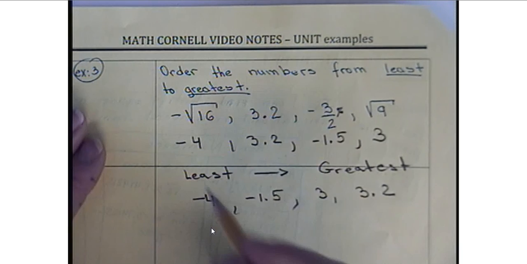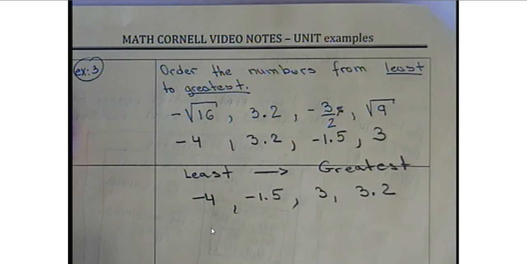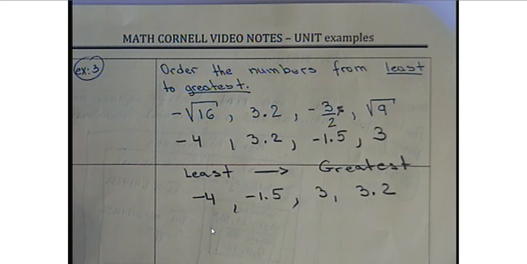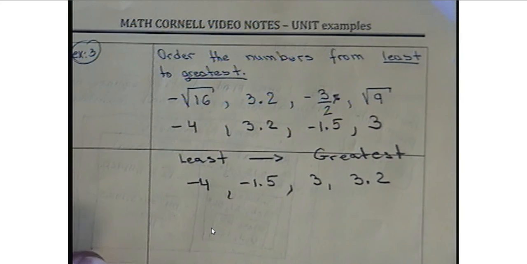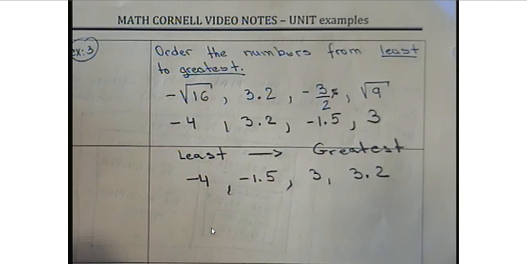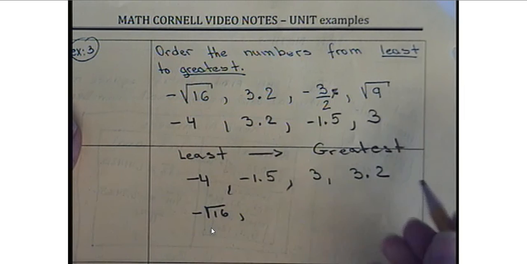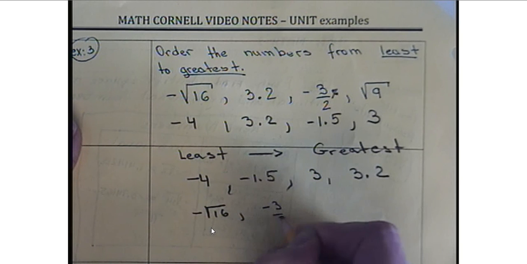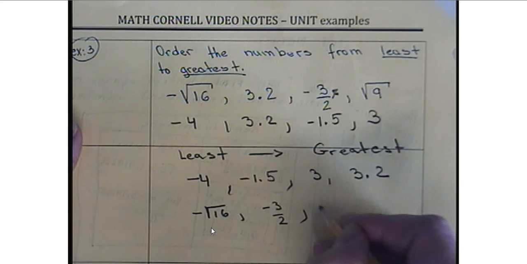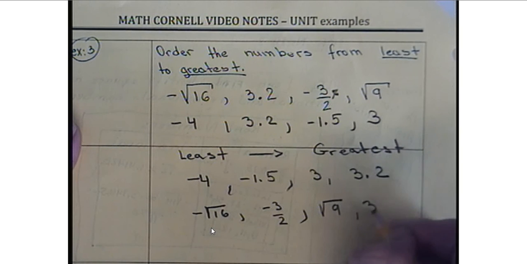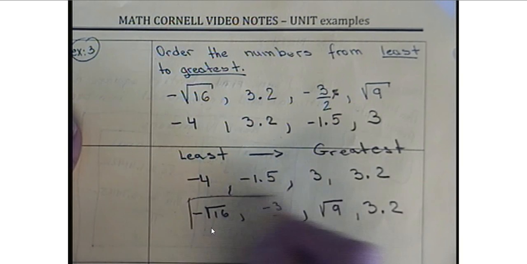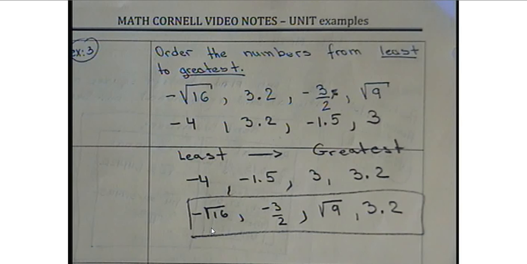Or if you want to use their perfect squares, because think about on the MCA test, they may ask you to order those with the perfect squares, and this will be just your work. Then we start with negative square root of 16, then negative 3 over 2, then square root of 9, and then 3.2. So that will be the right answer.